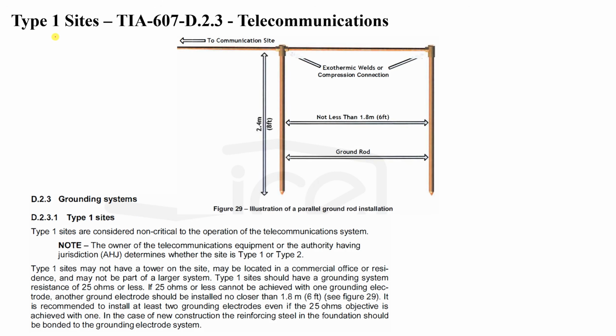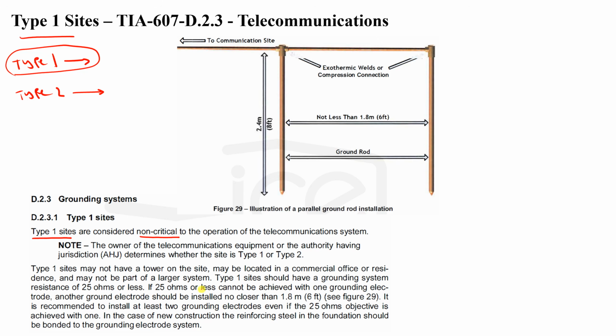TIA, which is a standard for telecommunication systems, gives you two types of sites, type 1 and type 2. In brief, this one is non-critical, this one is critical. Okay, non-critical installation, critical installation. The non-critical, which is type 1 here, has no tower on the site. Type 1 does not have any tower. And as you can see, for type 1, you can simply use a grounding system of 25 ohm or less, same as the minimum requirement in NEC, which I have mentioned before.